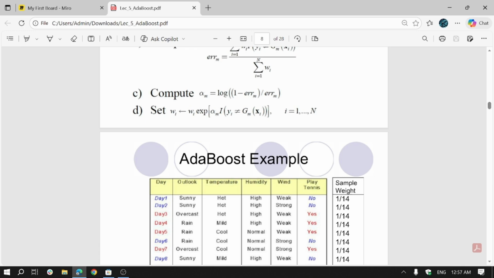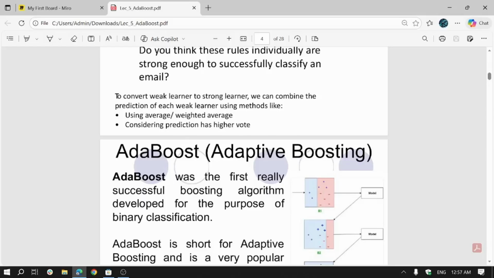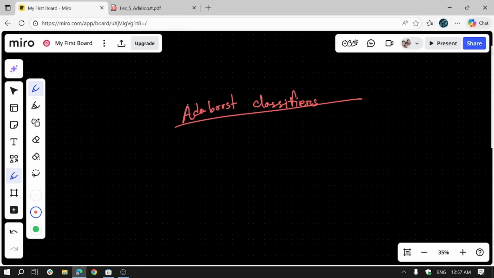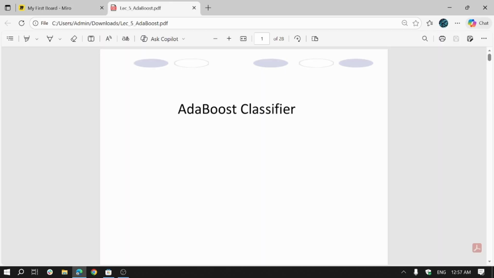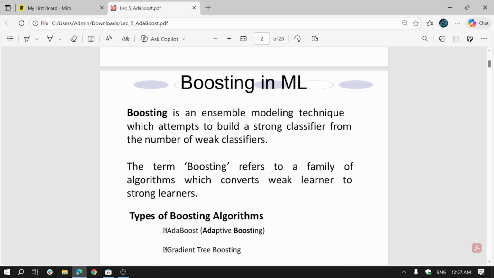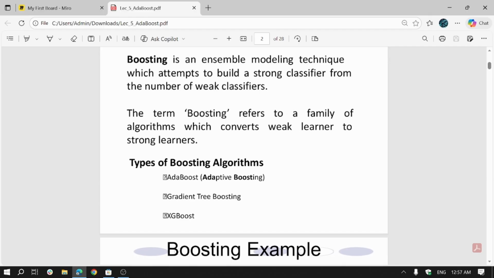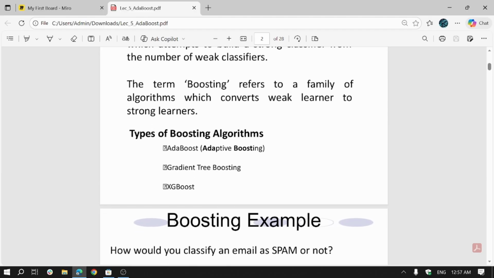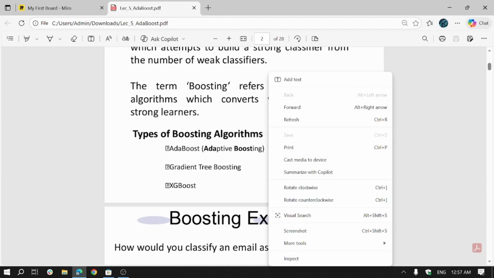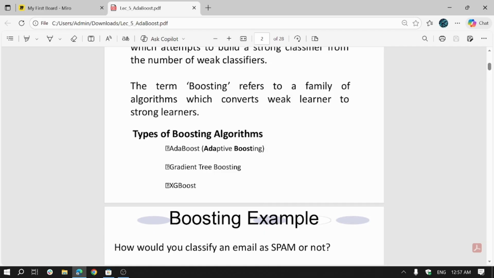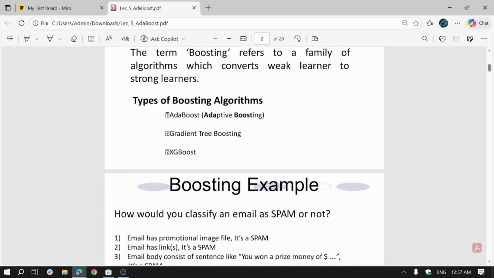So hello everyone, today we will learn about the AdaBoost classifier, which means adaptive classifier. So what does it mean? This is a boosting algorithm, which means to get a more specific or more accurate result, we use this.